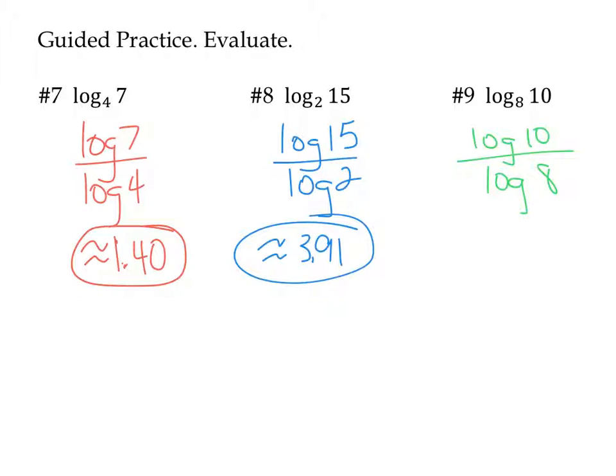We should have an idea of what log 10 is equal to. Log base 10, because we didn't write a base, we're using base 10, is equal to 1. So this is the same thing as 1 over log 8. So if it's easier to just type in 1 divided by log 8 on your calculator, that's fine. So 1 divided by log of 8, and you should get an answer of about 1.11. If you type it in as log 10 divided by log 8, you should get that same answer if you're entering it correctly.